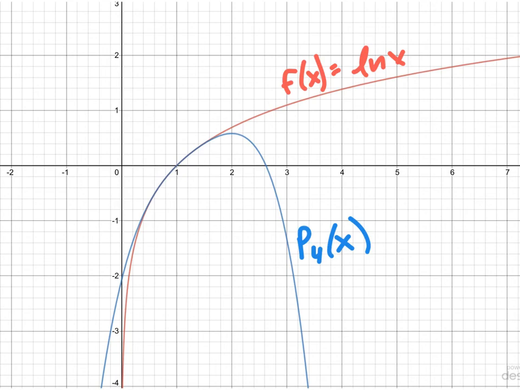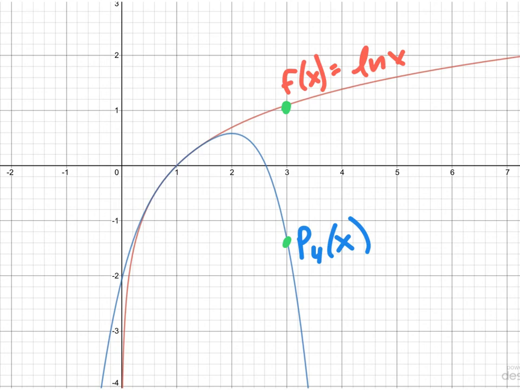However, that changes if I wanted to use the Taylor polynomial to approximate the value at 3. So f of 3 would be ln of 3, which is up here. P sub 4 of 3 is way down here. Definitely not a good approximation at that point. They're not even the same sign anymore. ln x at x equals 3 would be positive, but the Taylor polynomial would give you a negative number.